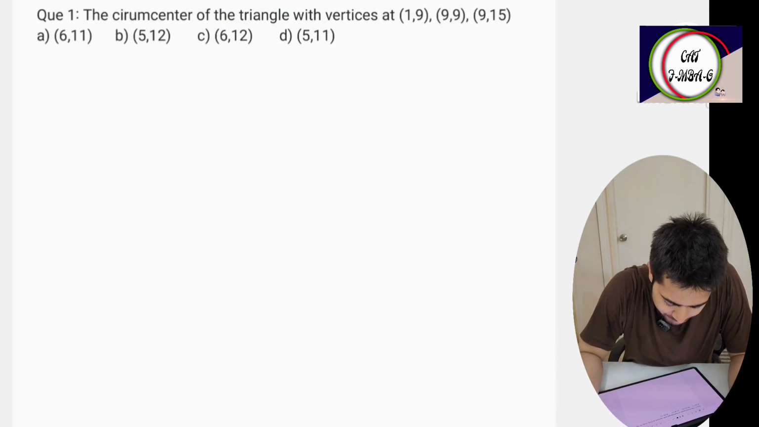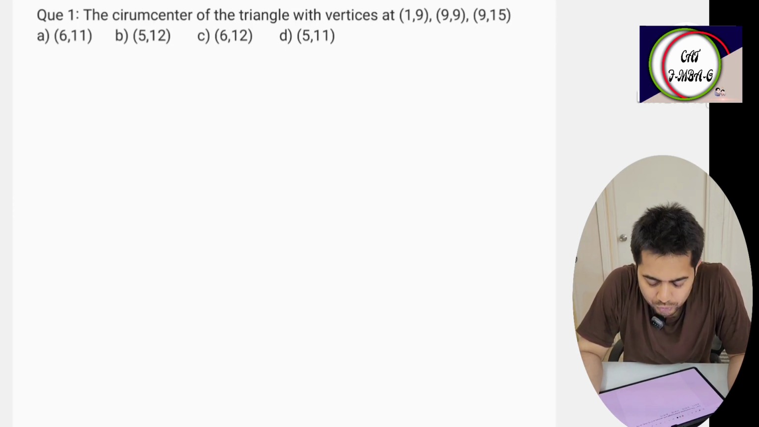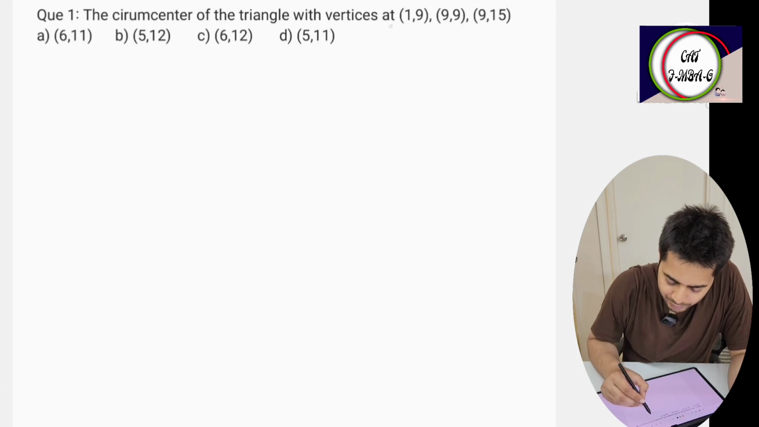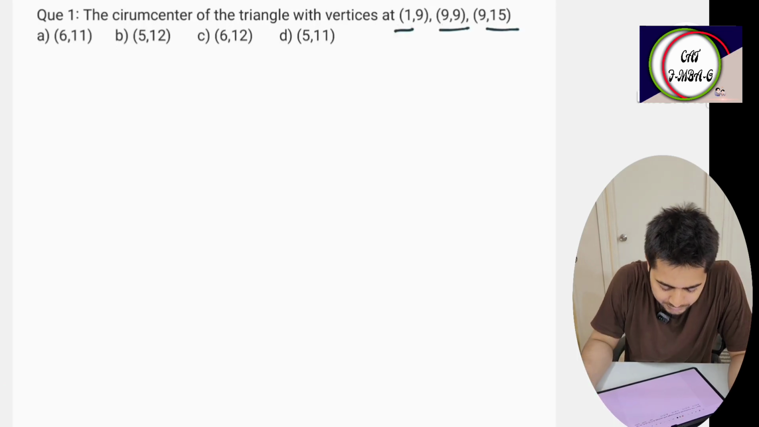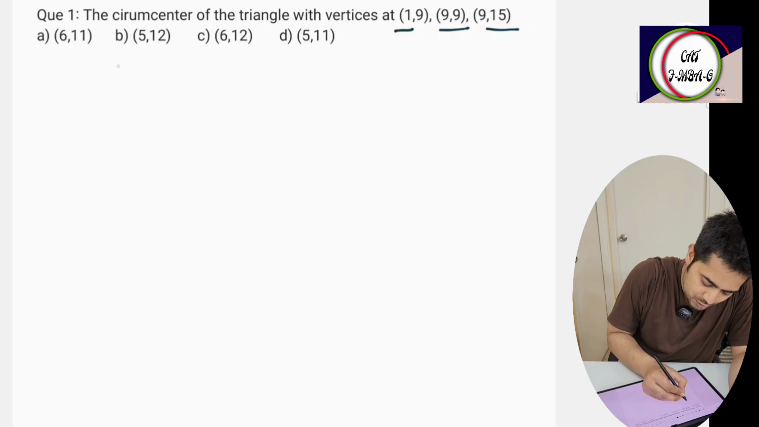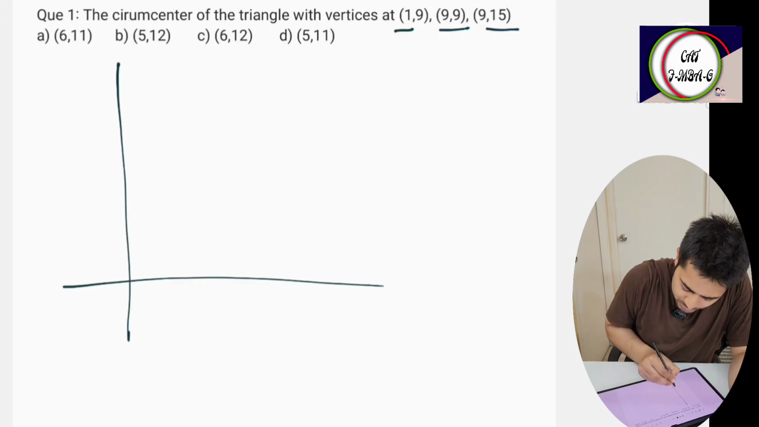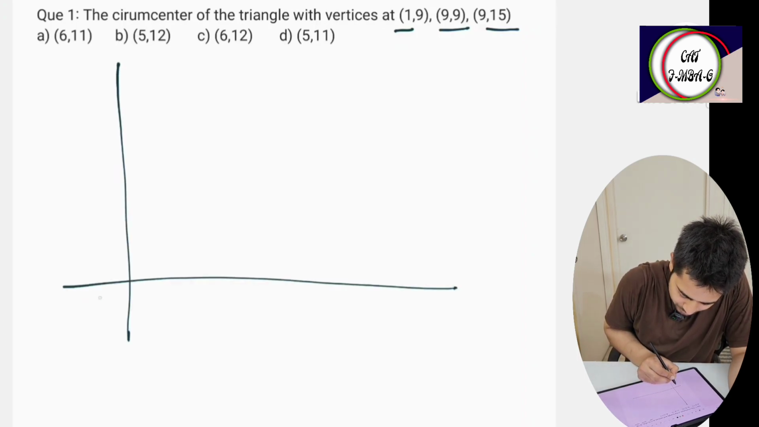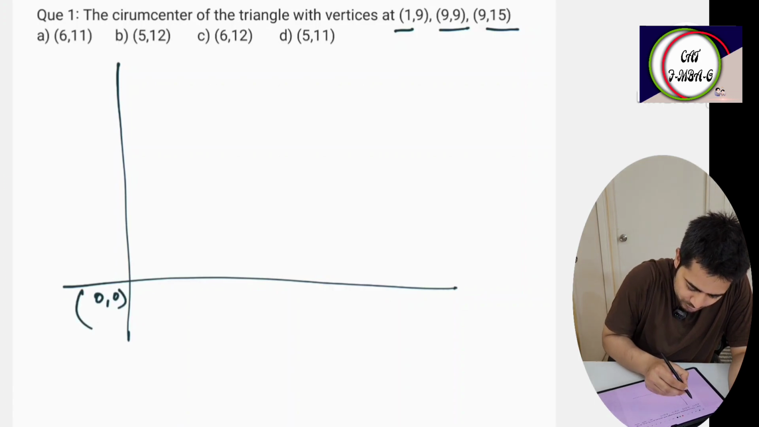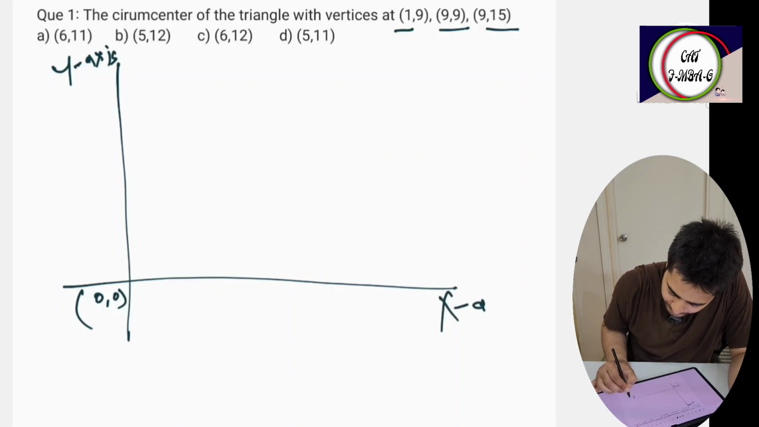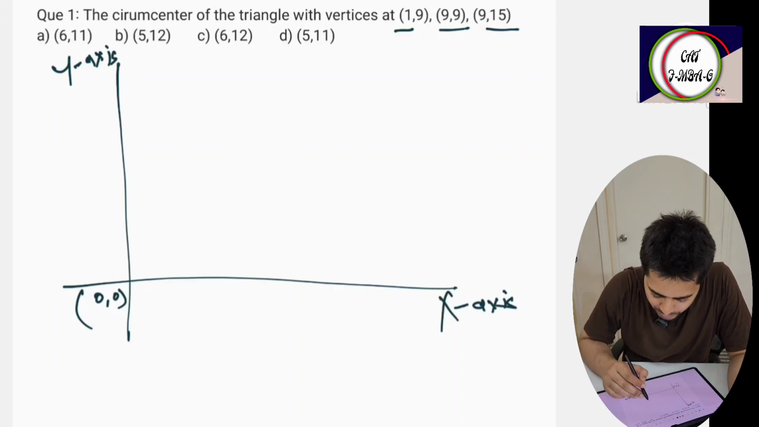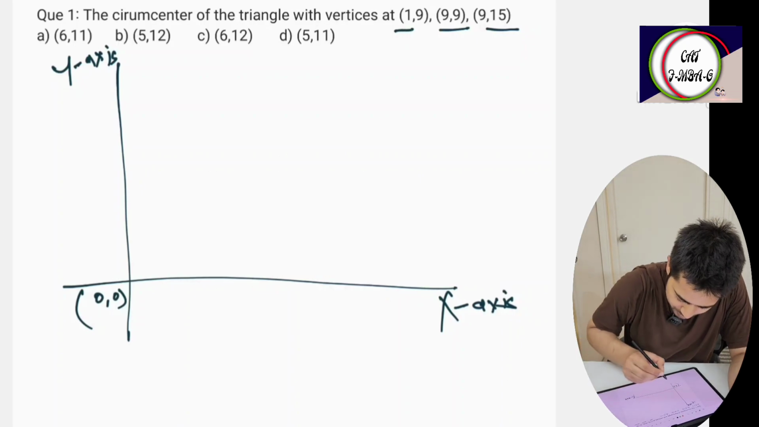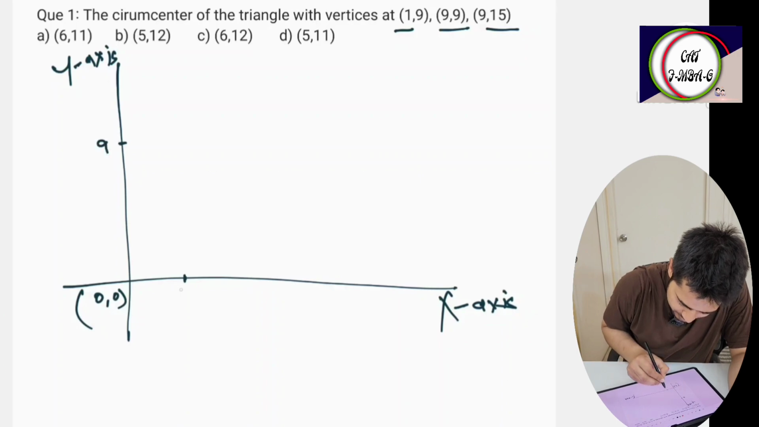In this question it is given that the circumcenter of a triangle with three vertices, this and this, is to be found. Since the coordinates are given, this is the origin, and I will try to draw them on the x axis and y axis. A vertex is (1, 9), so x is 1, and 9 is around here.